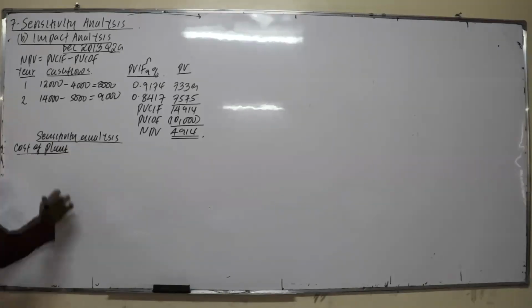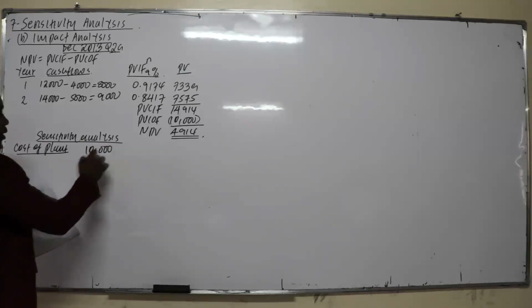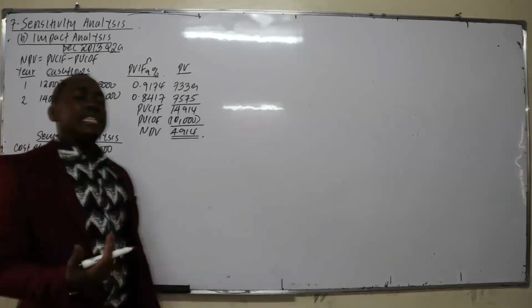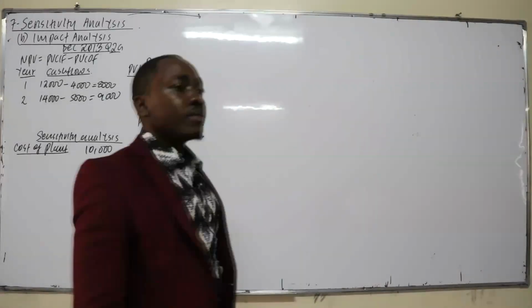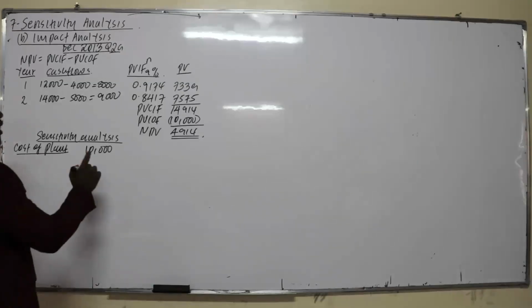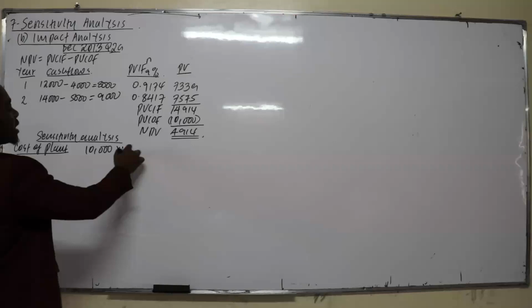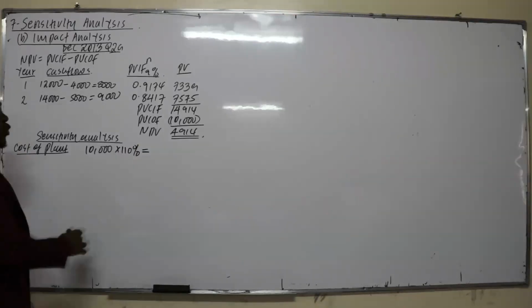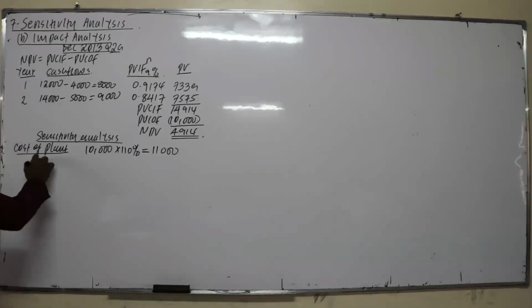Now, how much was the cost of the plant? 10. When it's affected adversely by 10%, this cost, will it increase, will it go down? It will increase. Therefore, that affected adversely by 10%. So you multiply by 110%. So it will increase to 11,000.